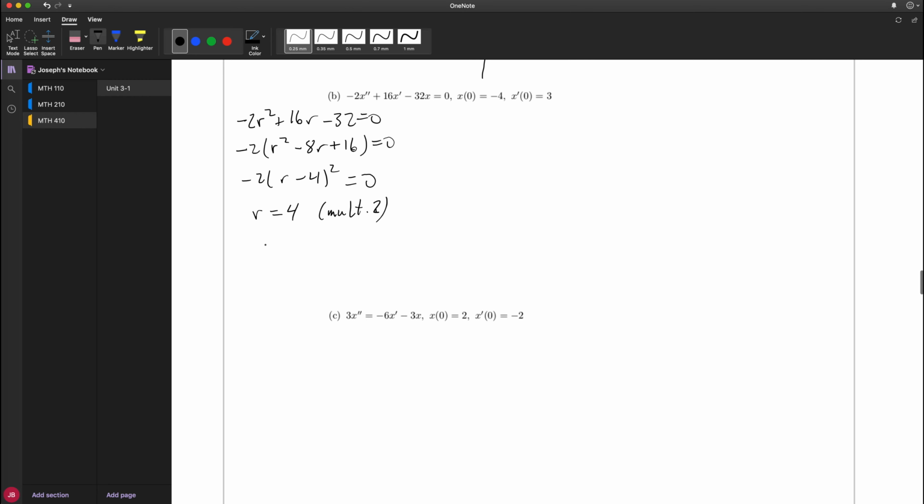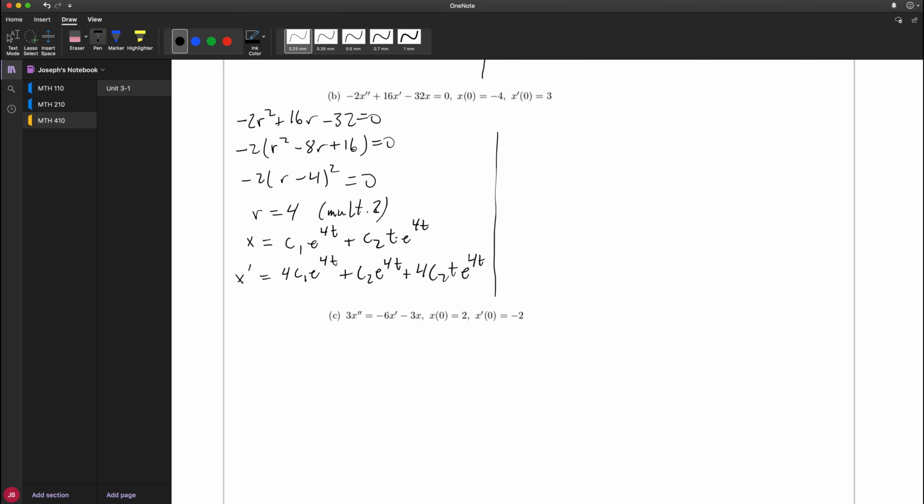And so what that says is that x equals c1 e to the 4t plus c2 t e to the 4t. And once again, we're going to need x prime. So we get 4c1 e to the 4t plus c2 e to the 4t plus 4c2 t e to the 4t.